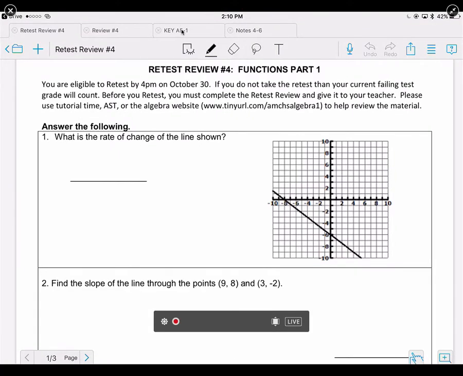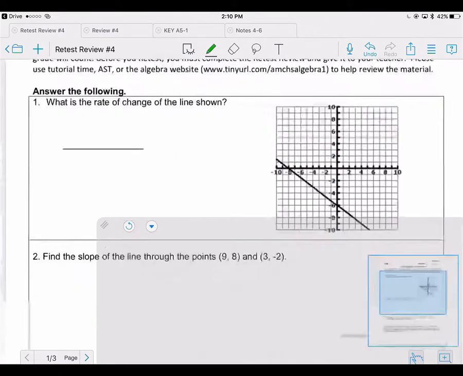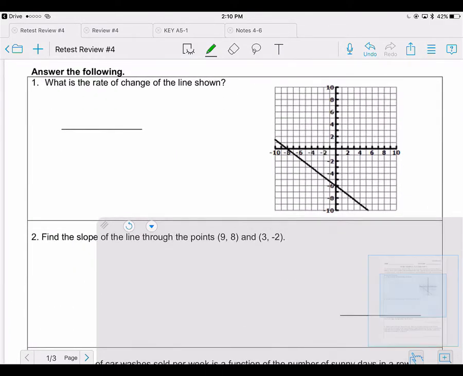This video is for the retest review for test 4. It is over functions part 1. You are eligible to take this retest until October 30th, so if you are planning on taking it, which I'm assuming if you're watching this video, please make sure that after you take this, you go talk to your teacher about when you can take the retest.